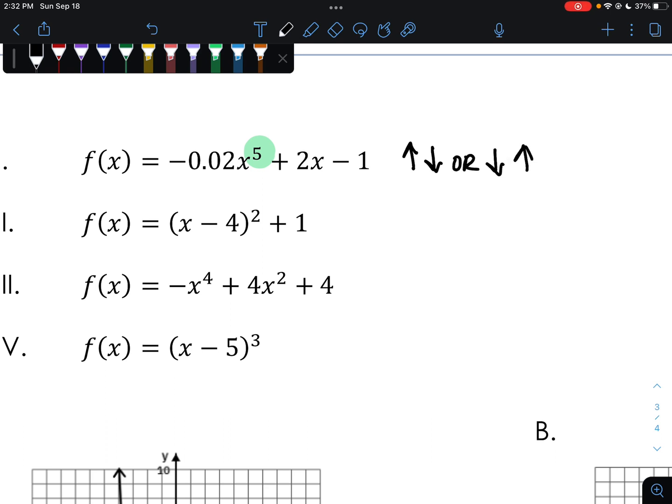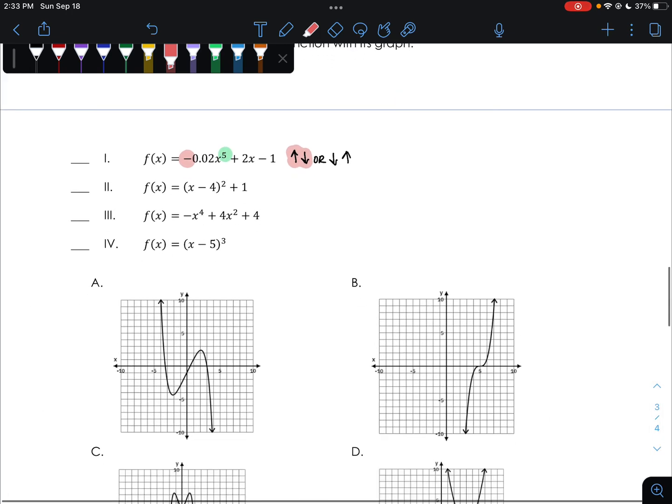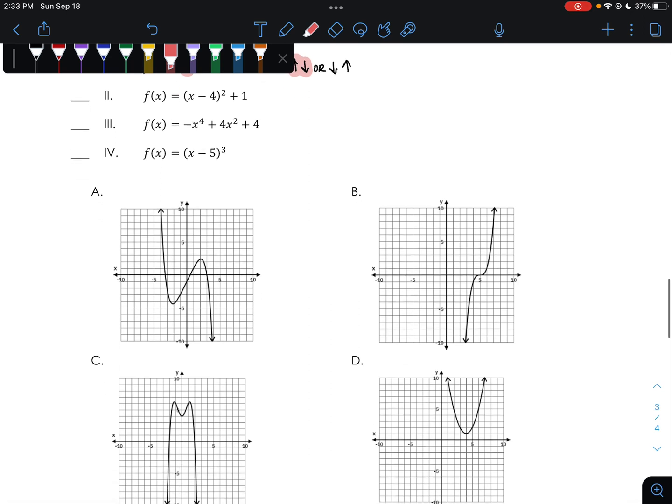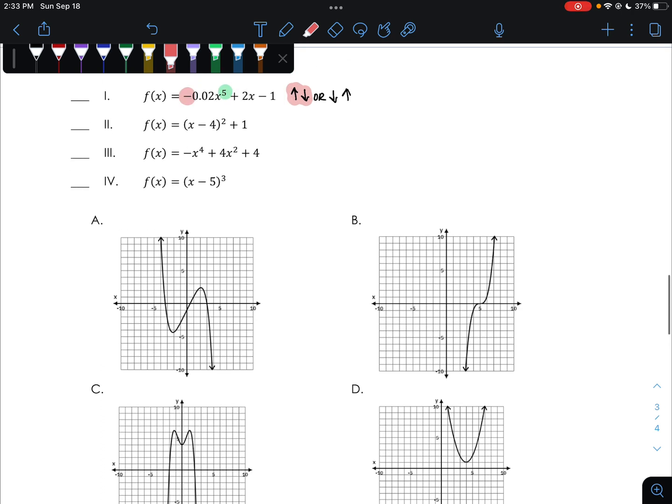Okay, my leading coefficient is negative, so therefore my right side has to go down, so it's going to be this one. Okay, so we're looking for a graph that starts on the left side going up and ends on the right side going down. Starts on the left side going up, ends on the right side going down. That to me looks like answer choice A.